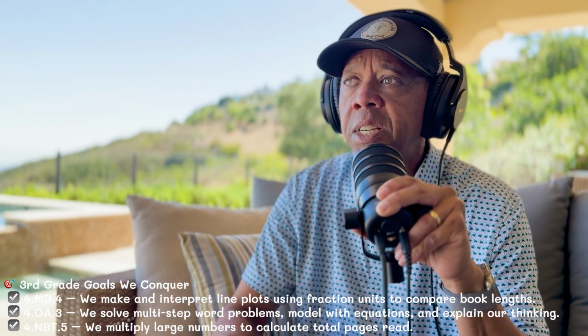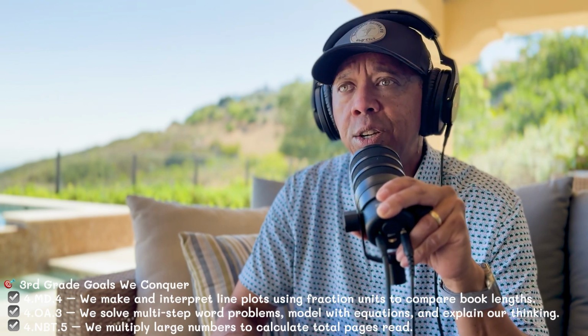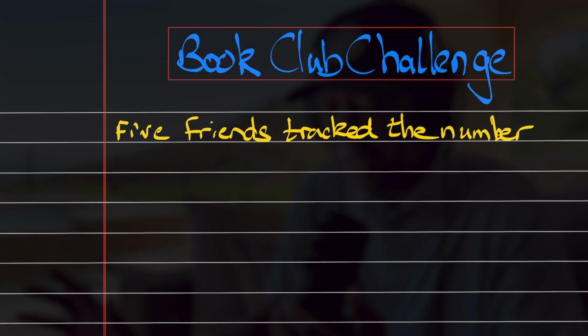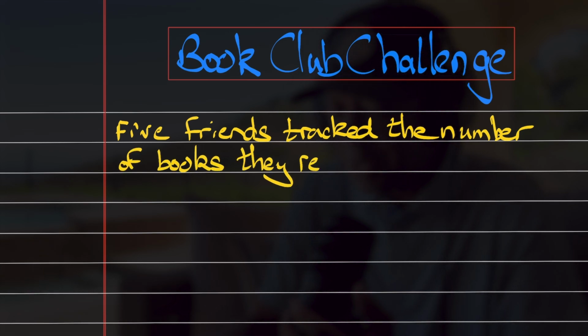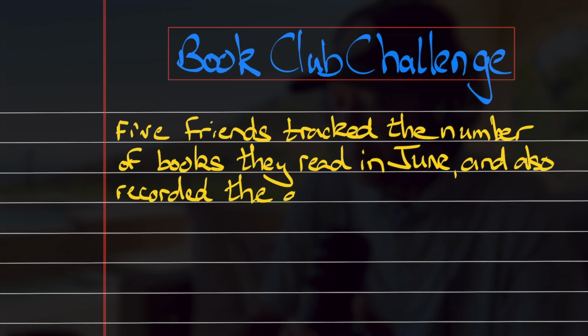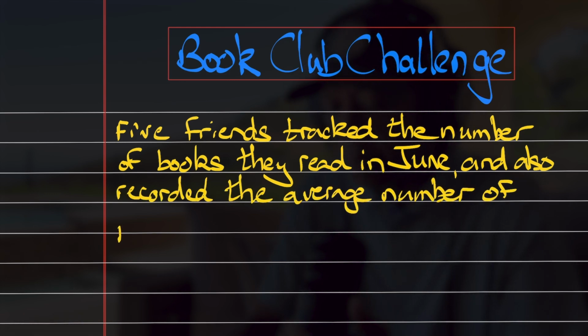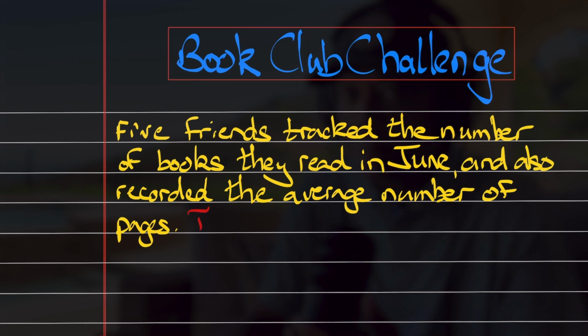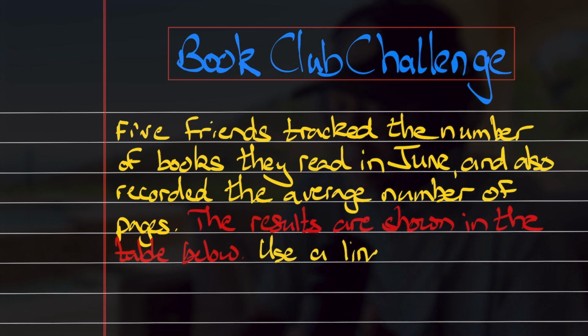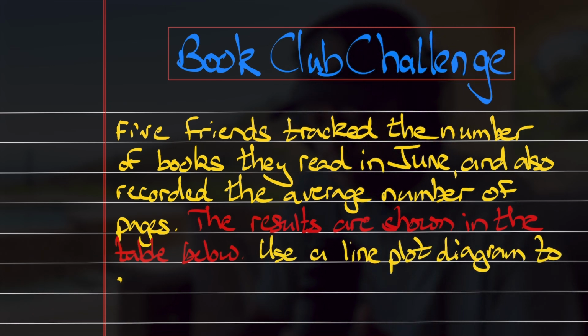So today, we're going to jump in and look at a book club challenge to see how we can interpret the data. I love these as a teacher. It really inspires a lot of reading. In this case, 5 friends are tracking the number of books that they read in June, and they recorded the average number of pages. Each kid had a different number of pages that the books were about. The results are shown in the table below.